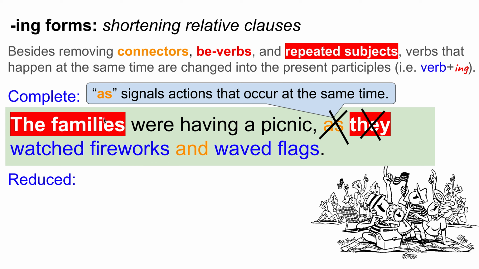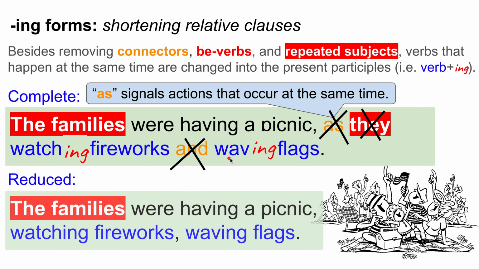Then one more thing is I can change all of the verbs that occur at the same time into the present participle. So, watched fireworks becomes watching fireworks. Again, I can delete the connector and waved flags becomes waving flags. And what do I have? The families were having a picnic, watching fireworks, waving flags. Is this sentence correct? It's perfect.